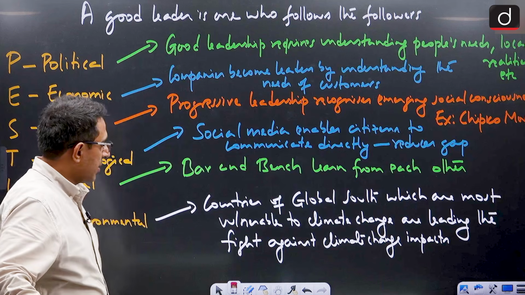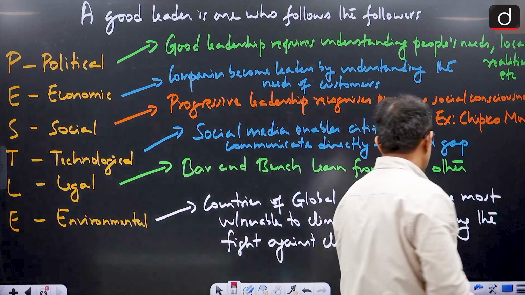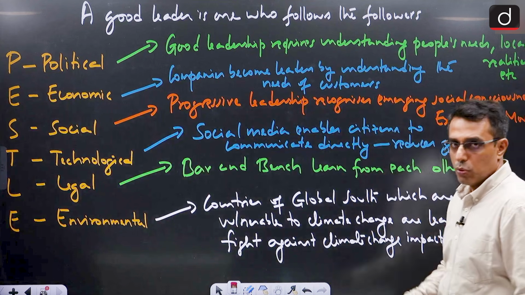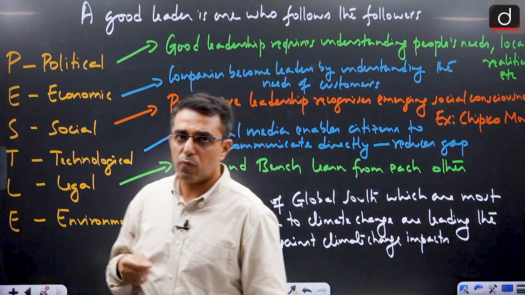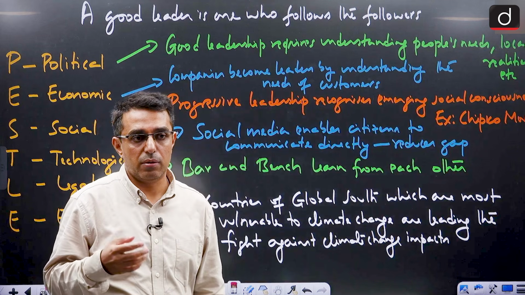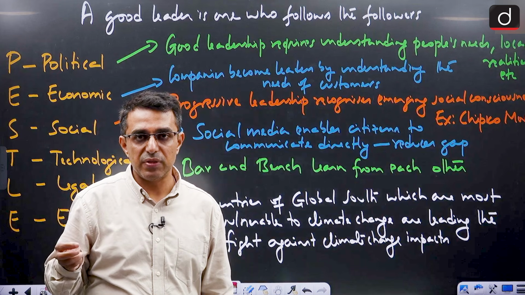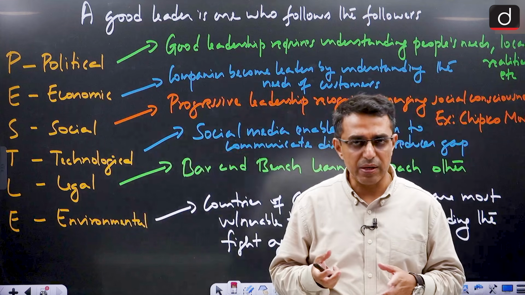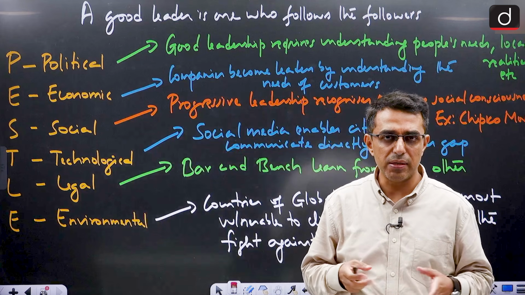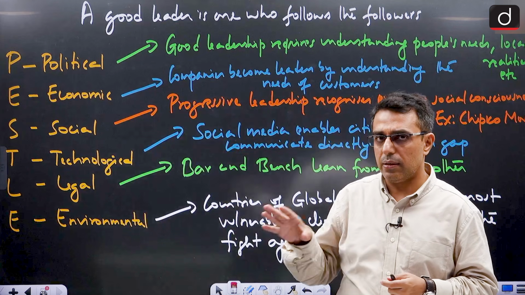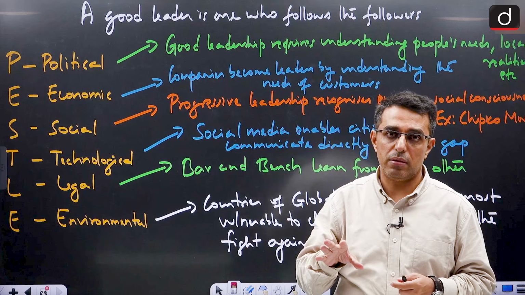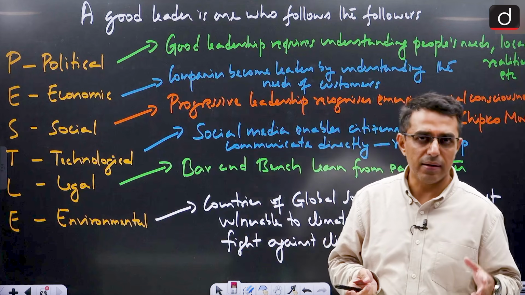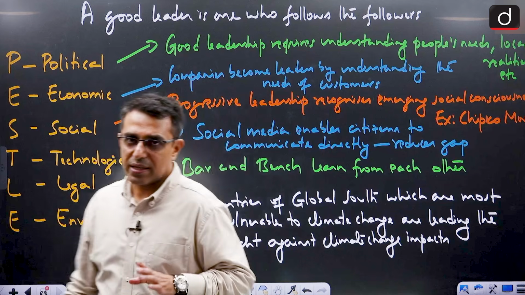Finally, in environmental dimension, we can talk about the countries of global south, which are most vulnerable to climate change, and they are now leading the fight against the climate change impact. So the countries which are vulnerable, now their examples are being taken by the countries which are leading the fight against climate change. For example, for the developing countries or the global south, China and India are two leaders, but they are also looking up at what the small island developing states are doing to protect their environment, and they are taking their lead. So this way we can explore this topic.